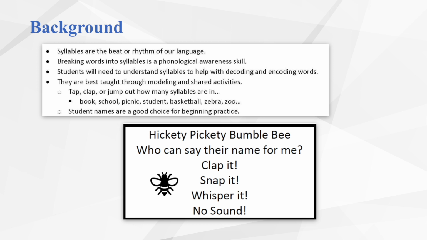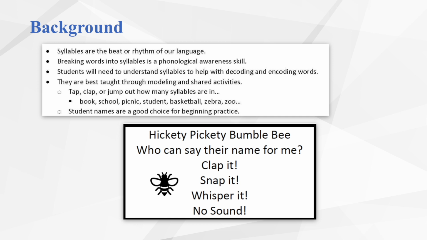Here is an example of an activity you can do with young students. Hickety Pickety Bumblebee. Who can say their name with me? Paula. Let's clap it. Paula. Snap it. Paula. Whisper it. Paula. Then repeat with a few more names.